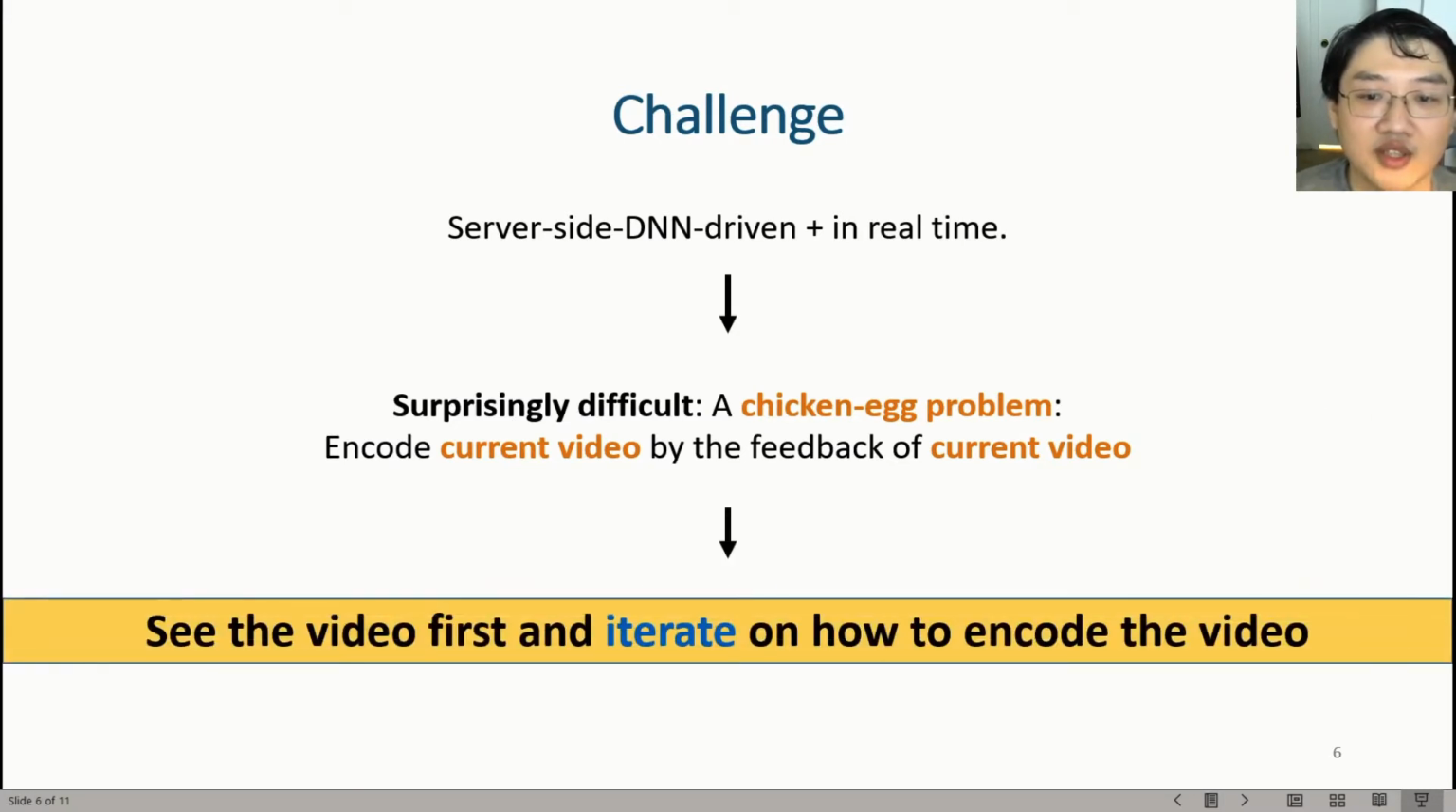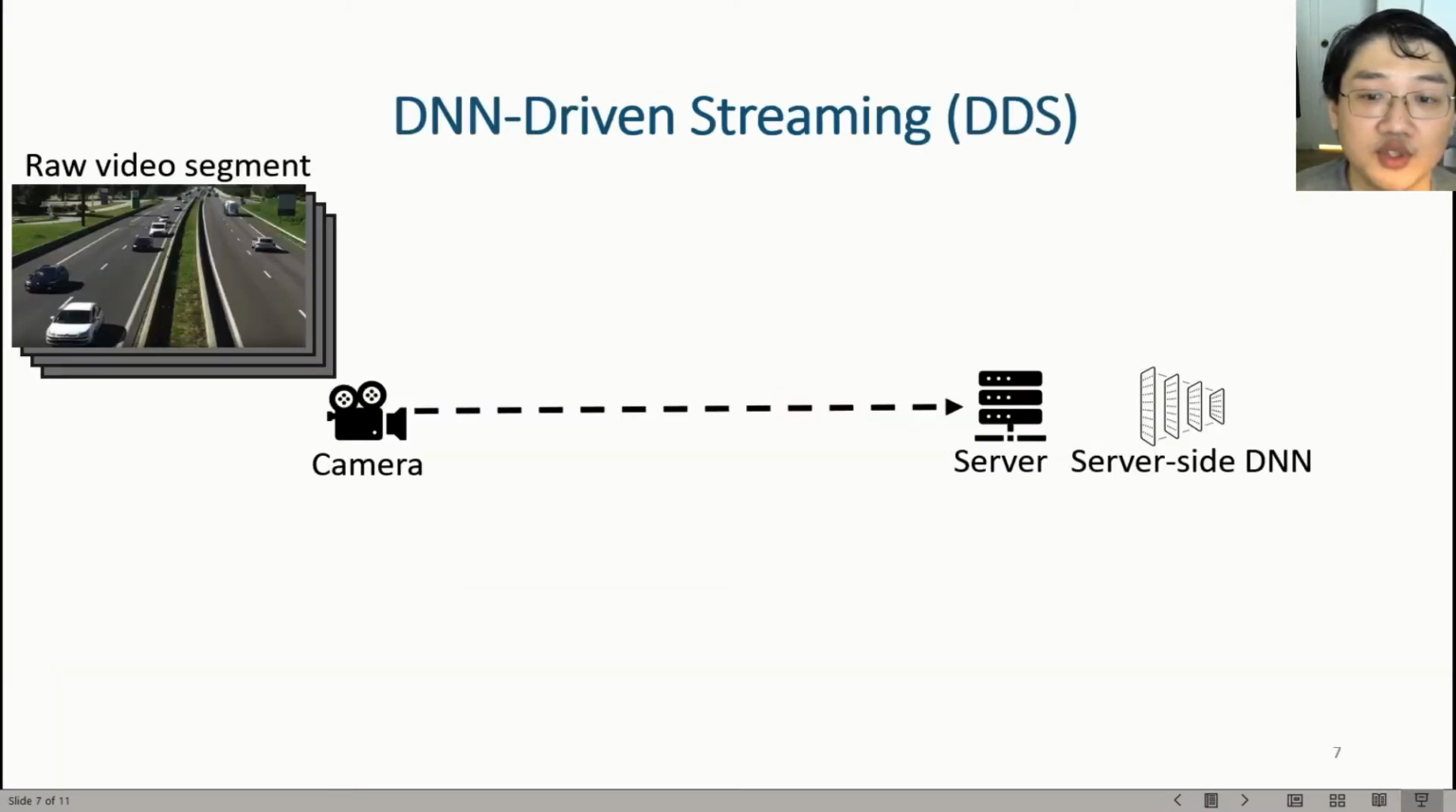Our solution is to let the server see the video first and then iterate on how to encode the video. To instantiate this concept, we present DNN-driven streaming, DDS for short. Specifically, the camera first buffers several frames to form a video segment. Then, the camera encodes this video segment in low quality and sends it to the server.